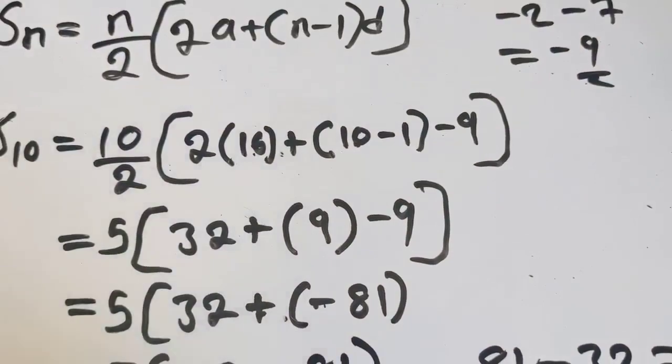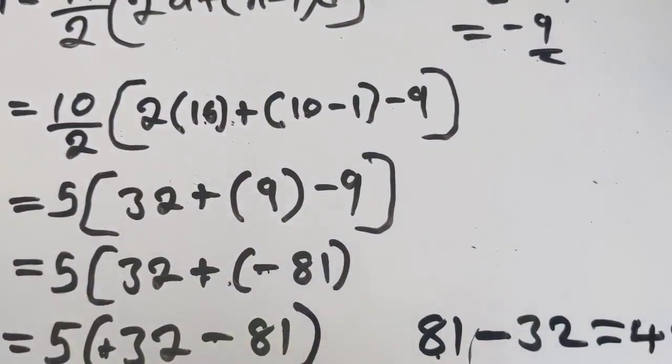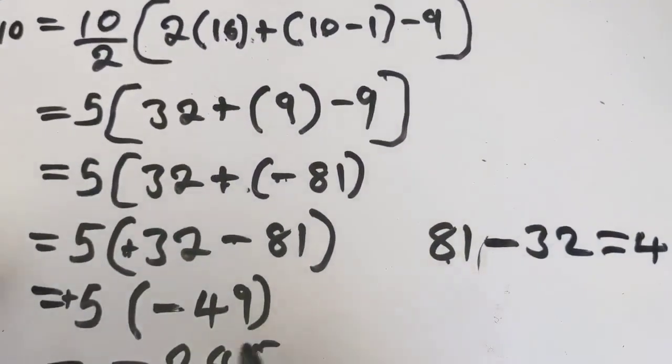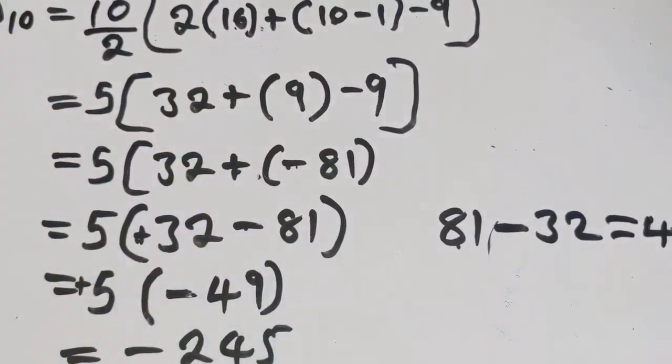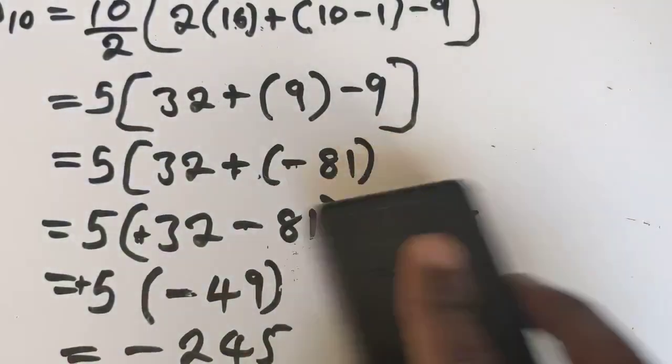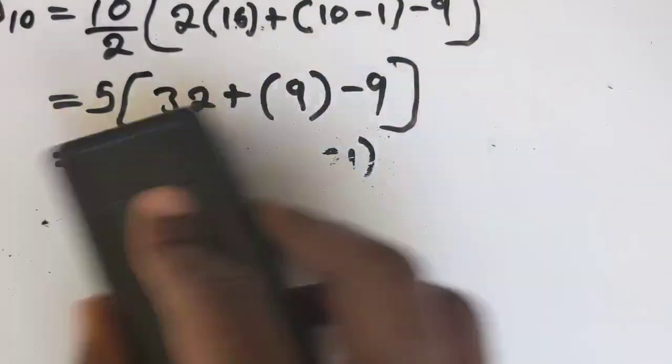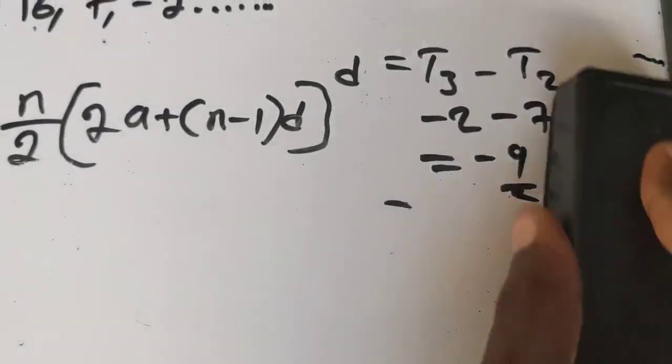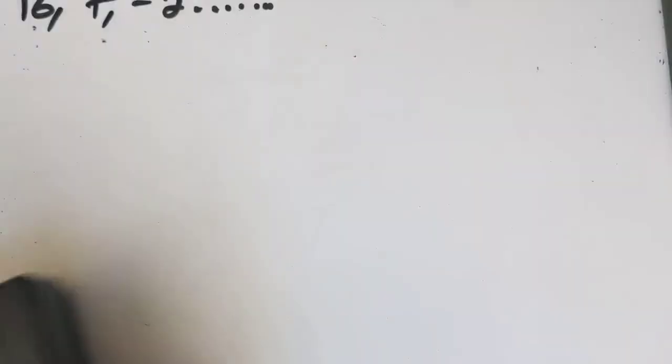You are not going to manage to add all those terms until you reach 245. So this is the shortest formula to find the sum. Let's try to do another last example for us to understand.